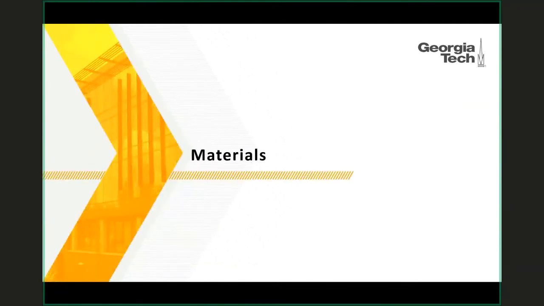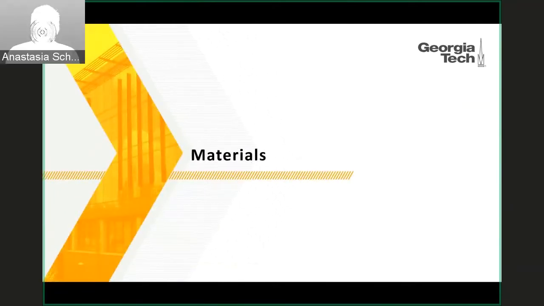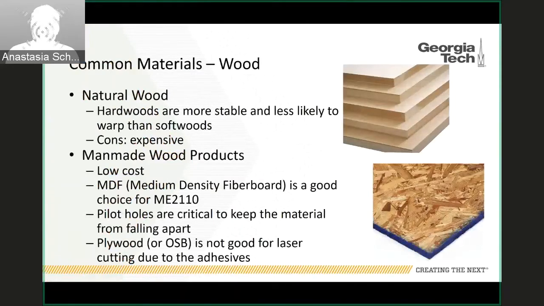So up next, I'm going to go over some of the materials that you'll have to use and that I would recommend for you to use in your projects. Up first, of course, the big one is wood. If you go to Home Depot, you'll see natural wood, which is pretty much your lumber, comes off a tree. Hardwoods and softwoods are the two different types. Hardwoods are more stable and less likely to warp than a softwood. Like a hardwood would be oak and a softwood would be pine, for example.